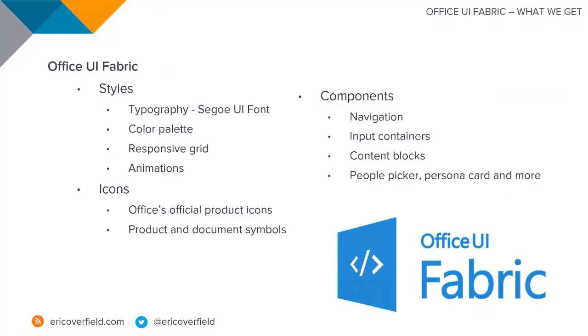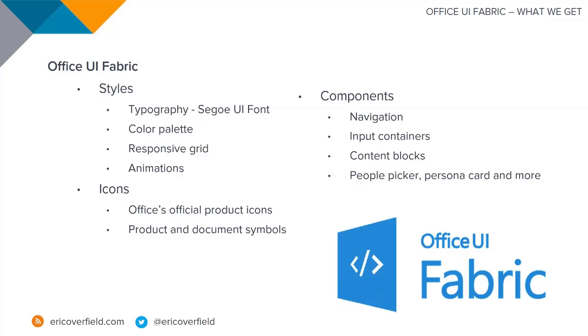So what I mean by UI Fabric and the core pillars: the styles would be things like typography and color palette. There's even a responsive grid in there, so you can build your solution without having to think too much about the interface, because a lot of the interface design has been built for you. You can just use the color palette that is already in Office 365 and SharePoint. You already have typography, so it uses the same font. If you need a responsive grid, it's there. If you want icons, the official Office icons or document symbols or product symbols, those are already there in UI Fabric. You just set up your code correctly and say, I want to use the Excel icon. It will appear for you beautifully.